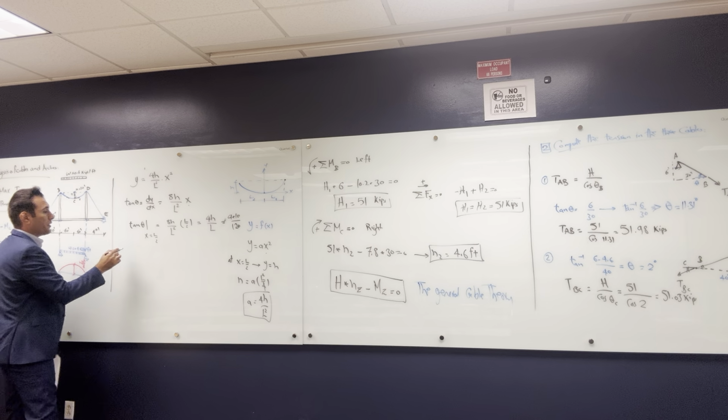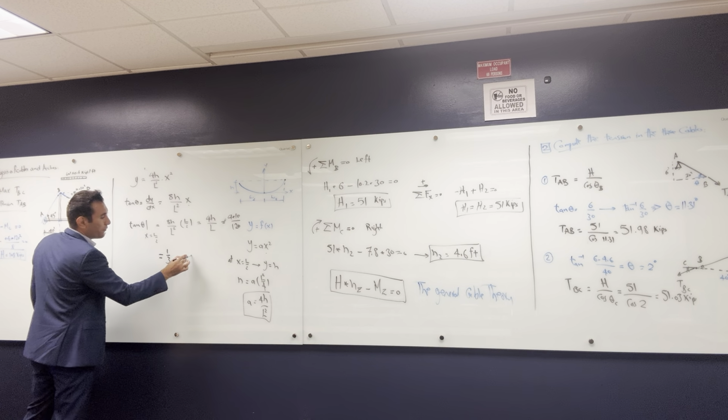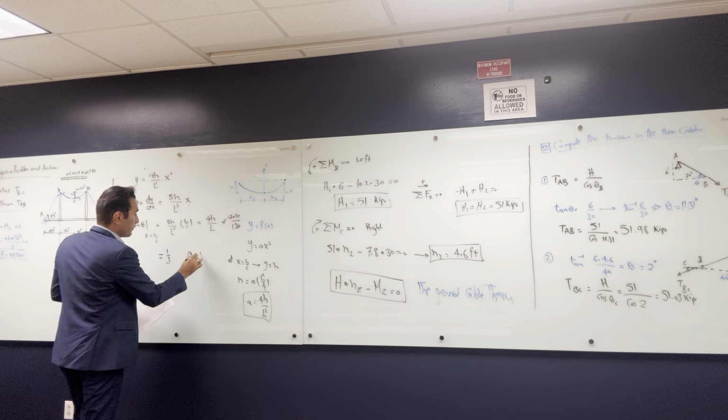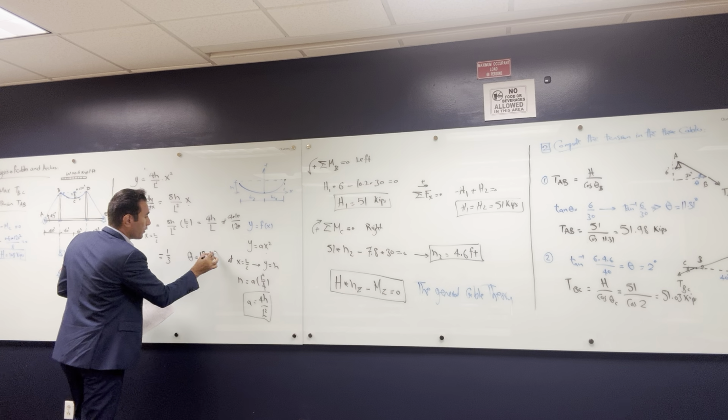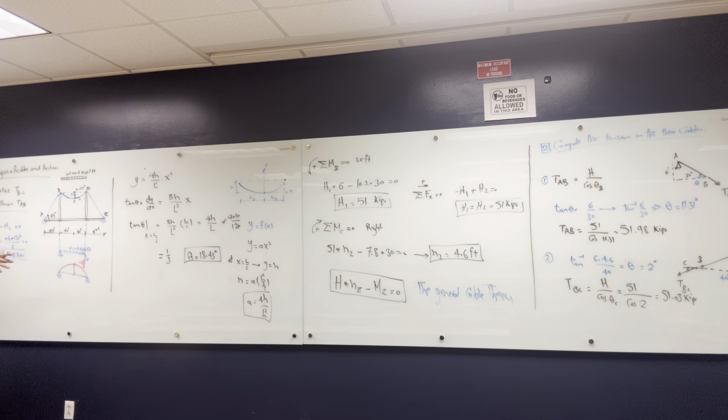So this is going to be equal to 1 over 3. So when you take tan inverse, you'll find that theta is equal to 18.43 degrees. So I found theta, okay? Right now, I'm ready to get the tension TBC.